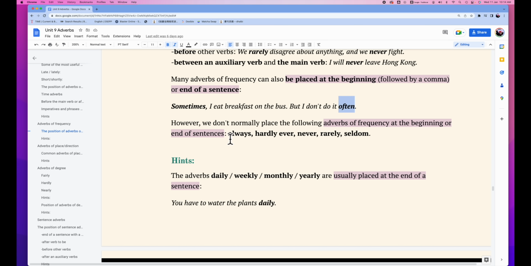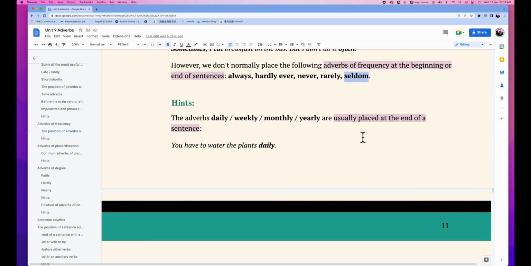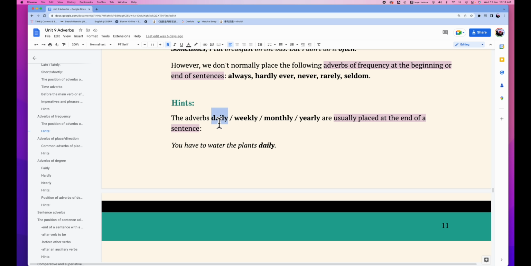Now some other adverbs of frequency don't usually go at the end or at the beginning of a sentence. Always, hardly ever, never, rarely, and seldom. And there are some other hints, like the words daily, weekly, monthly, yearly. We usually put these at the end of a sentence like this. You have to water the plants daily.